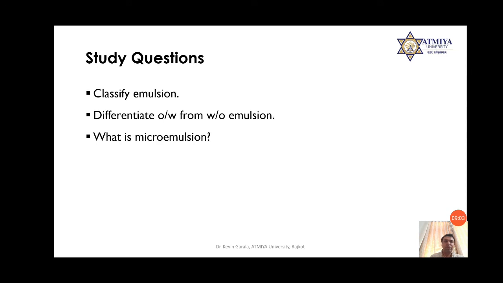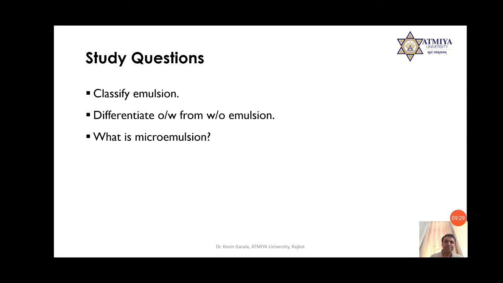So this is all about the session, and the study questions with respect to the classification of emulsions include: classify emulsion, meaning we need to classify emulsion. Yes, it is based on two ways, based on types and based on size, and the types being primary and multiple emulsion.